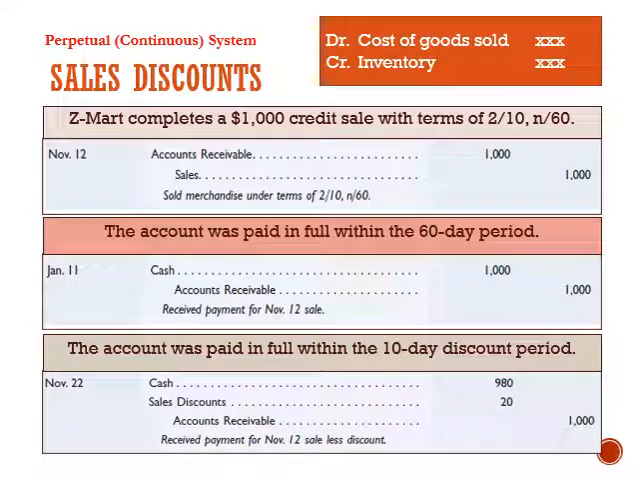Now just to highlight, for perpetual system, please do not forget to also record the cost of goods sold when we do sales, but for this particular example, we have no information for the cost.